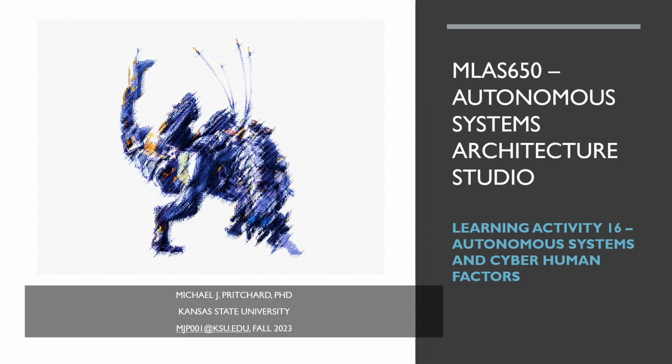This is Learning Activity 16, and this is where we are going to explore what autonomous systems look like as they relate to human factors. This will be our last major lecture. There's another lecture after this, that'll be the closeout lecture for our course.